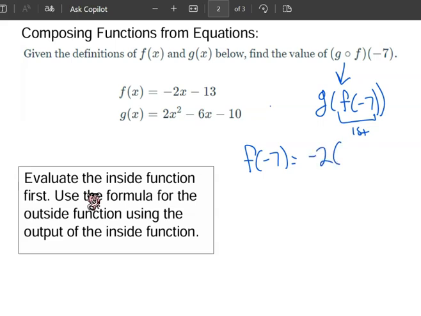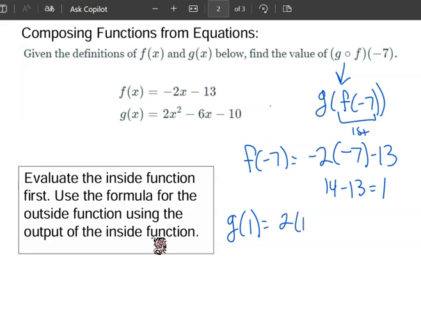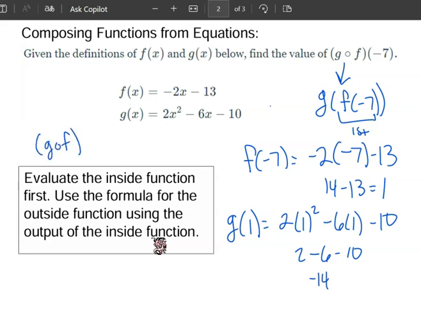Wherever you see an x in the f formula, you're going to plug in -7 instead. It gives you 1. So now we're going to find g of 1. Plug in a 1 into the x for the g formula. So that means that g of f of -7 equals -14.